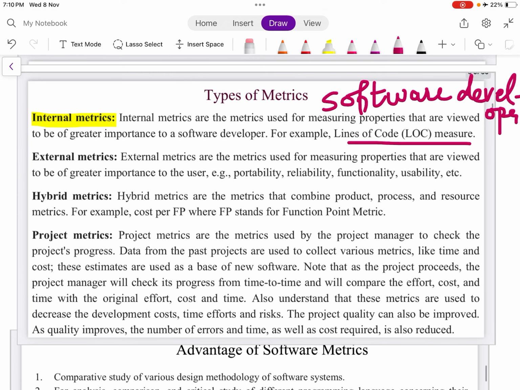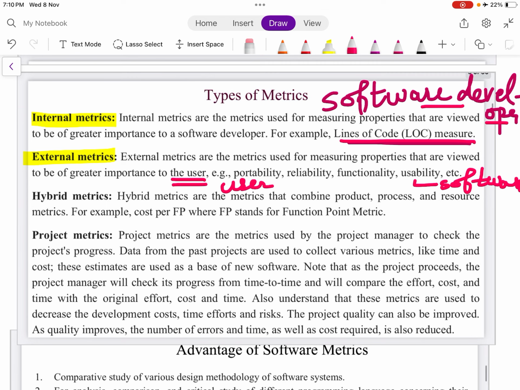External metrics are the metrics used for measuring properties that are viewed to be of greater importance to the user. So external metrics means the metrics which are more important to the user, not to the developer. Internal means to the software developer, that is the lines of code, LOC measure. For the user, it is the portability, reliability, functionality and usability of the software. For the user, all these things are important.